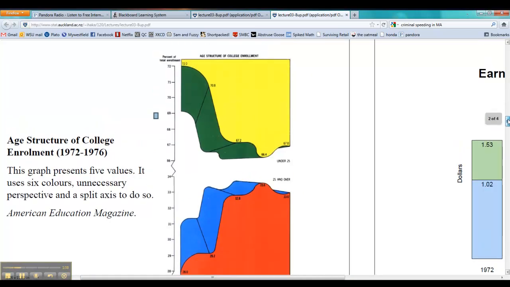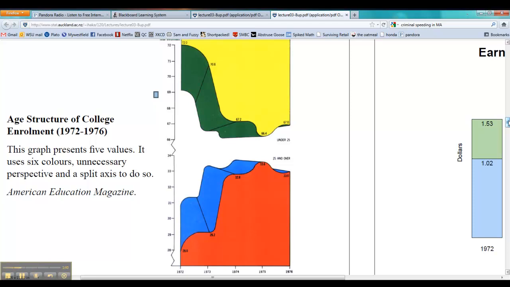So, really, this just doesn't tell us anything. And what's really, really sad is that it's from American Education magazine. Fail.